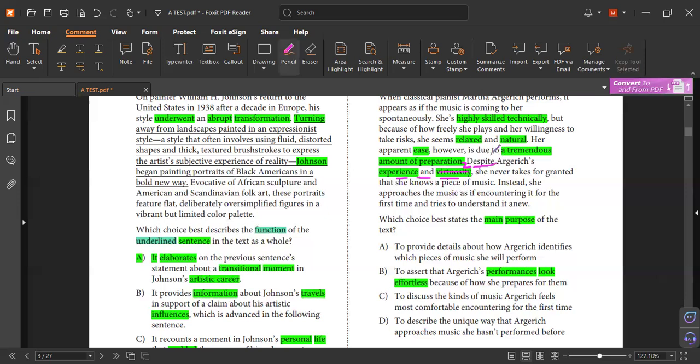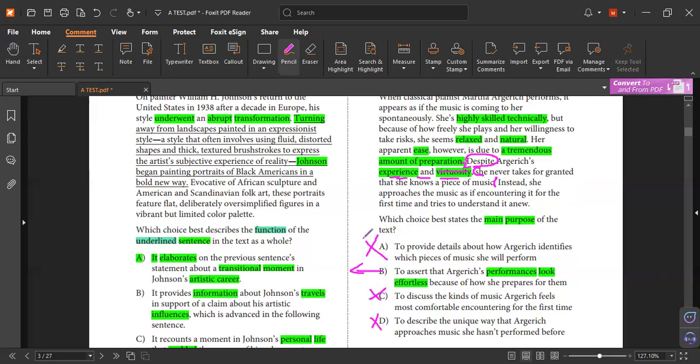And we have an opposite. So you can make this part opposite to this part. She never takes for granted that she knows that piece of music. What is the opposite? Experience. Do you know it? That is right. That means it is correct. Of course, the other ones are not supported.